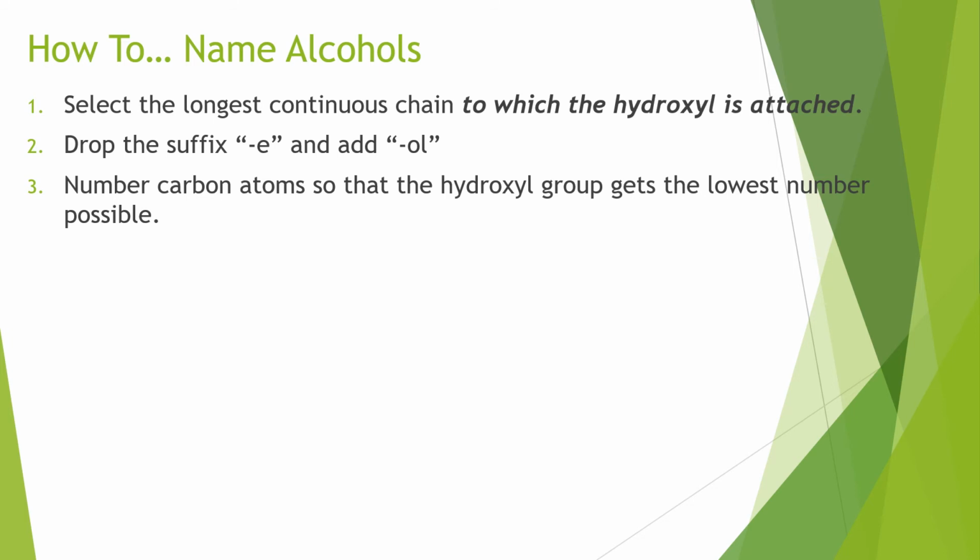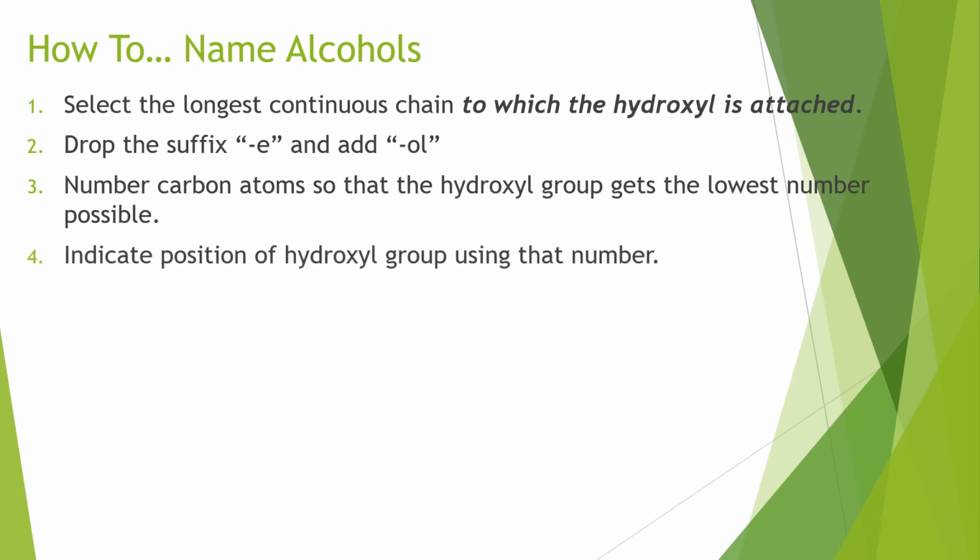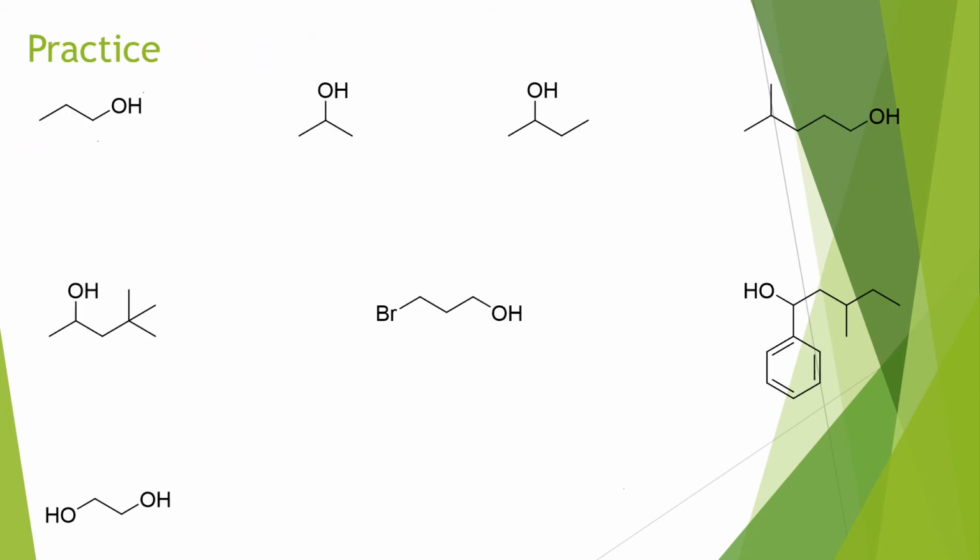So these rules haven't really changed. It's just that now when you decide your longest chain and your numbering scheme, you have to be conscious of where the hydroxyl group is. And then you indicate the position of the hydroxyl group using that number. And you also need to list out your other substituents at the front of the name. So I think all these rules are much easier in practice. So we're going to go ahead and do the first row. Pause and try to solve it for yourself. And then I'll tell you to pause again so you can work on the second row. So pause.